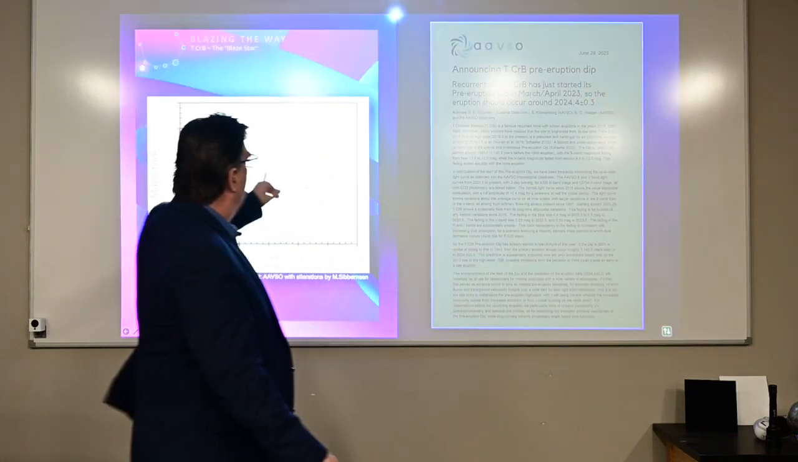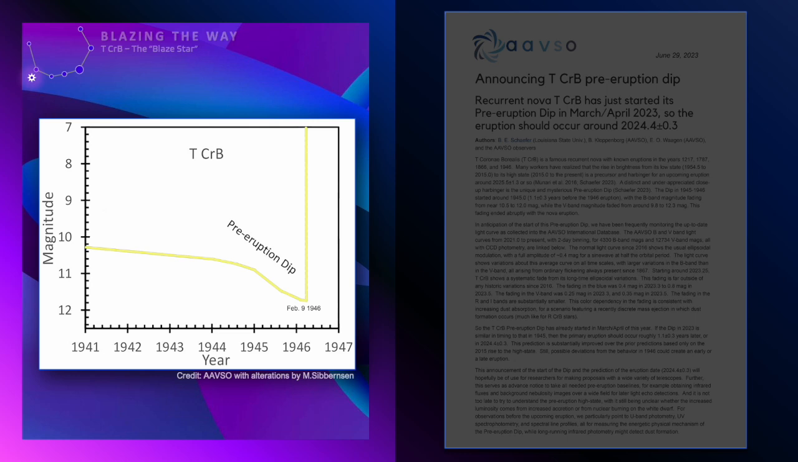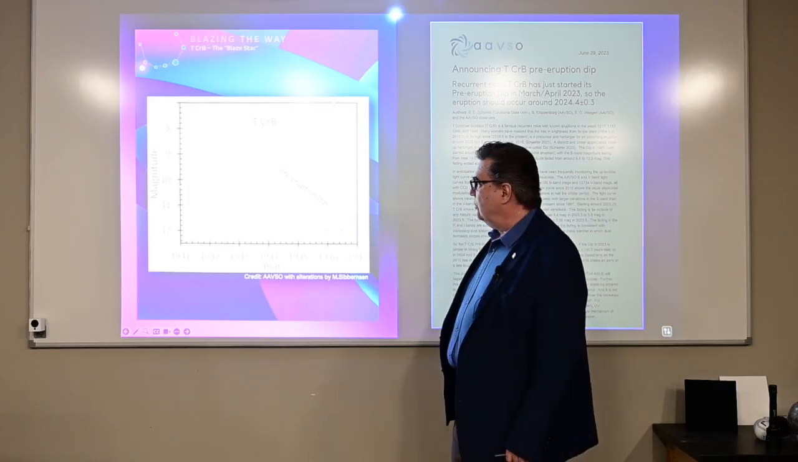But first, let's take a look at a chart from the TCRB eruption in 1946. What we're able to see here is that 1 year prior to erupting, in 1945, it started a pre-eruption dip in magnitude, got fainter and fainter and fainter, and then about a year later, boom, this thing went right off of the chart, figuratively and literally in terms of magnitude.